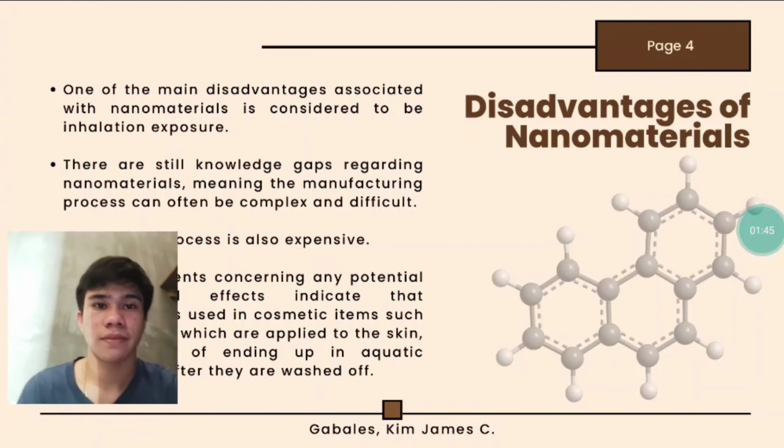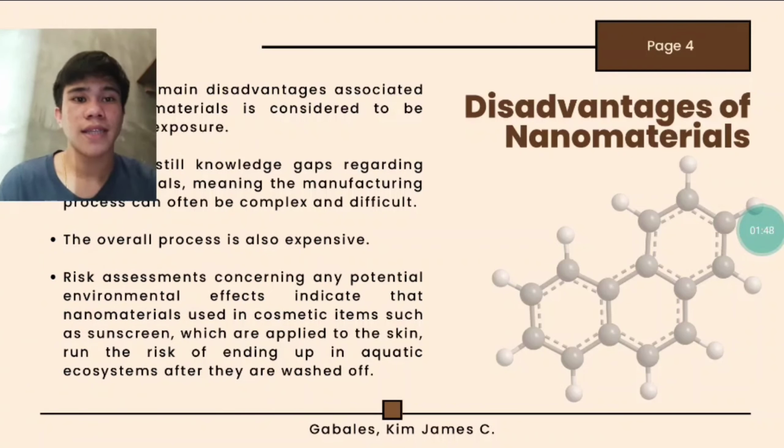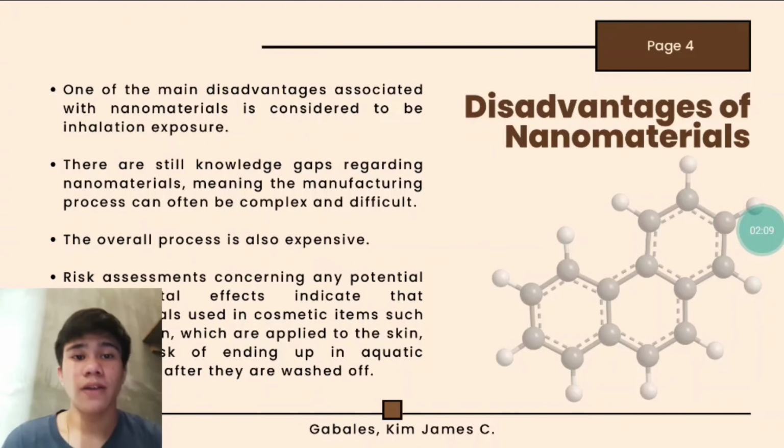Next, risk assessments concerning any potential environmental effects indicate that nanomaterials used in cosmetic items such as sunscreen, which are applied to the skin, run the risk of ending up in aquatic ecosystems after they are washed off. We all know that there are so many living organisms in our aquatic ecosystems. So it can be harmful for them, and it may result in the disappearance of different species.